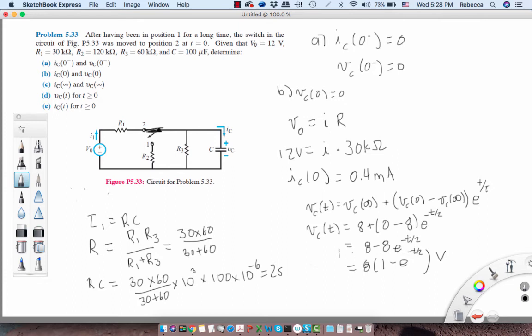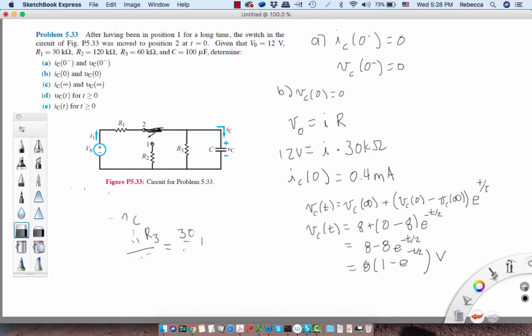And now we need part E. Part E is IC for t greater than 0. Let's see. I'm going to erase this. Don't need that anymore. Okay, so this is part E.